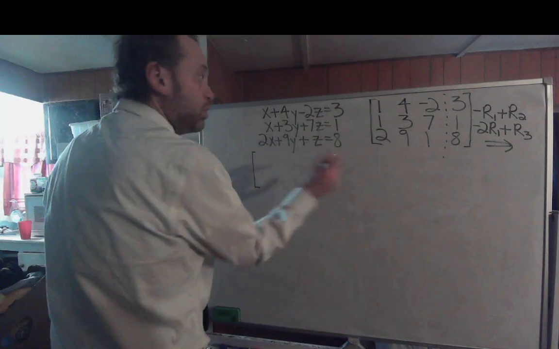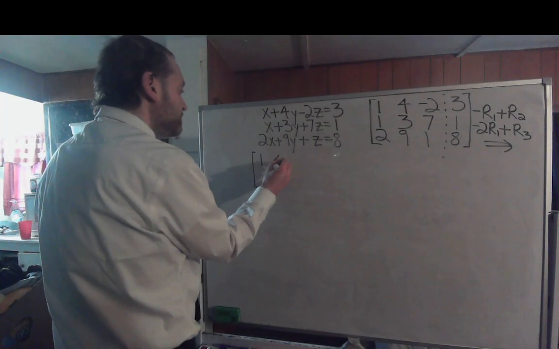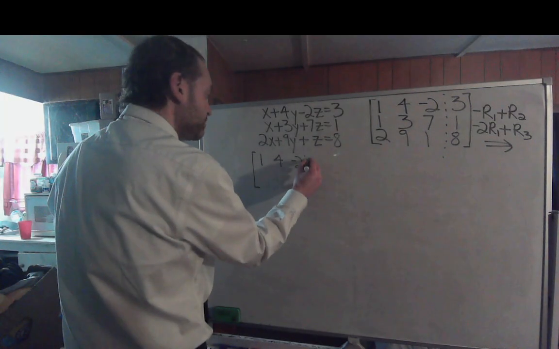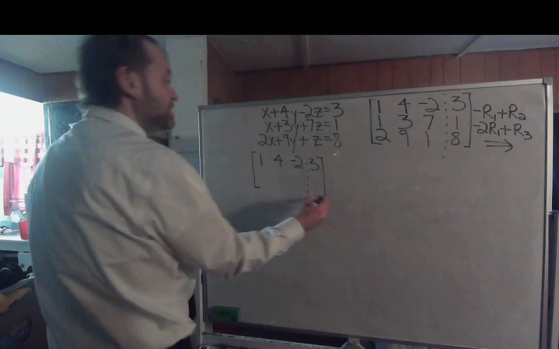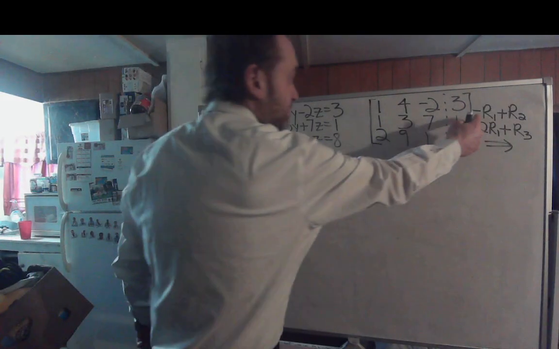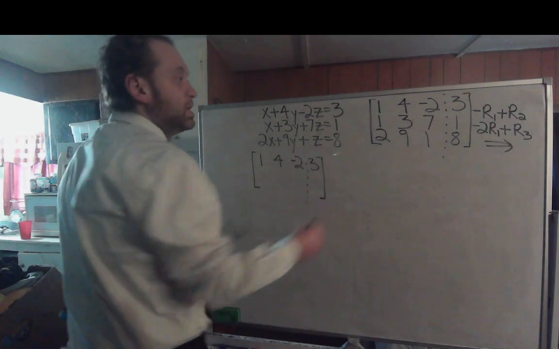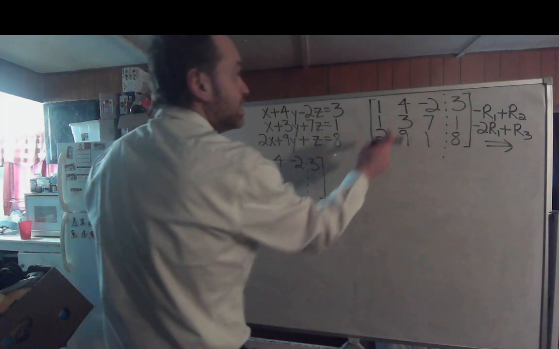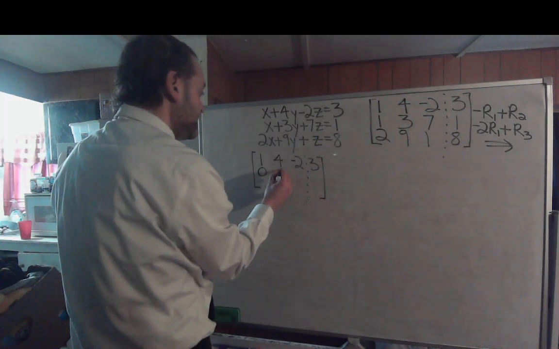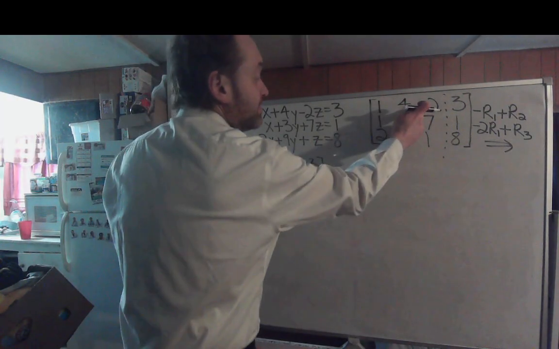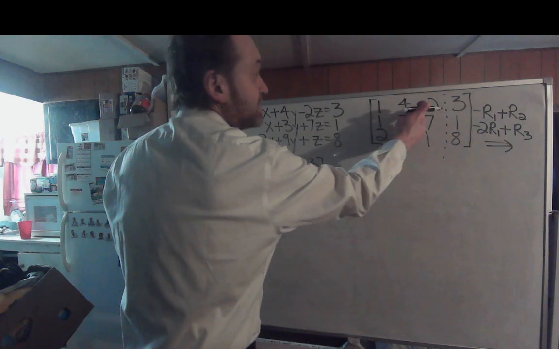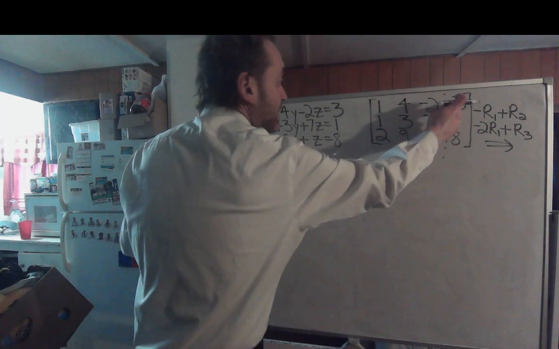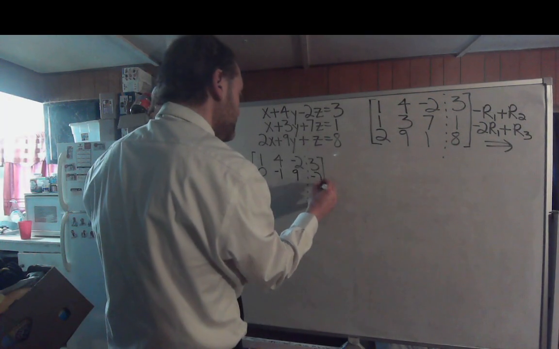So row 1 gets left alone: 1, 4, negative 2, and then you have the 3. Now let's deal with negative row 1 plus row 2. So negative 1 plus 1 is 0. Negative 4 plus 3 is negative 1. Negative negative 2 is actually positive 2, plus 7 is 9. Negative 3 plus 1 is negative 2.